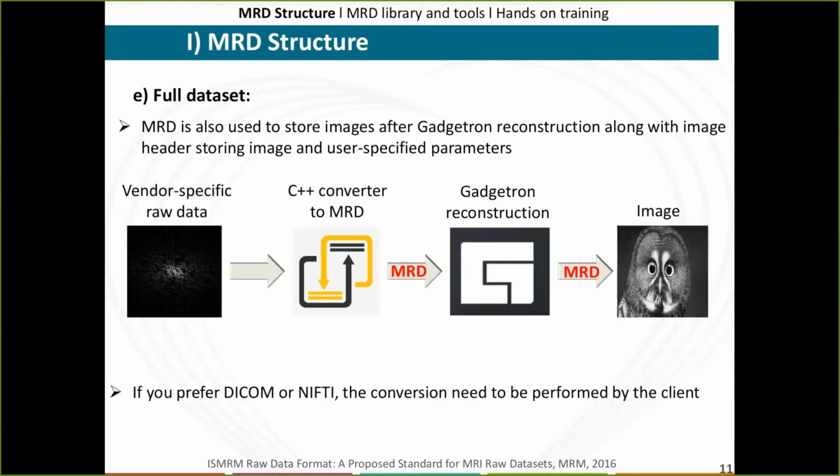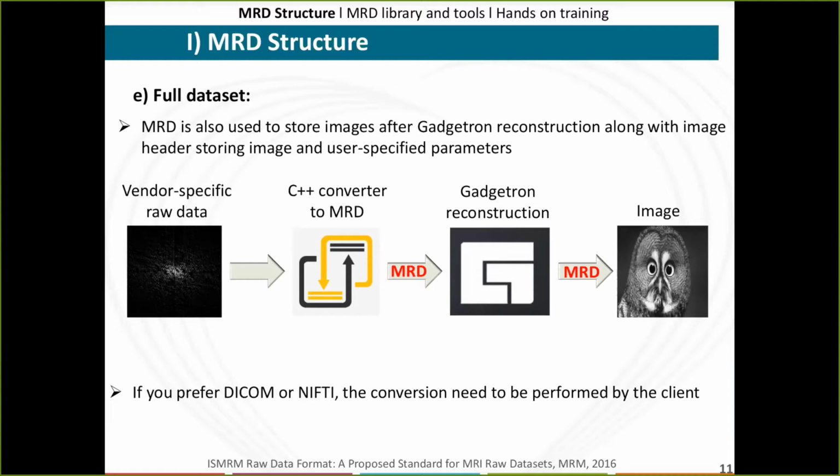Gadgetron also uses the MRD format to store the images after the reconstruction. So here you have both the image and a small image header, which is used if you need to send the image back to the scanner and then display it with the correct FOV and the correct orientation. In this header, you can also store some user-specific parameters, such as the b-value for a diffusion experiment.